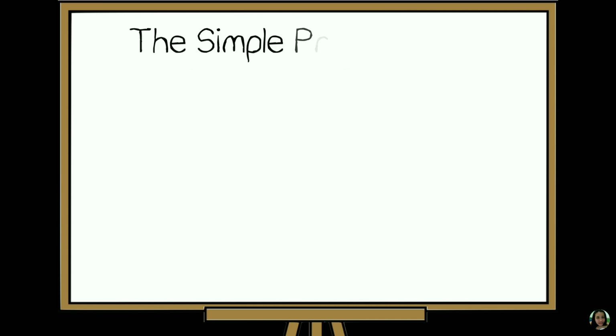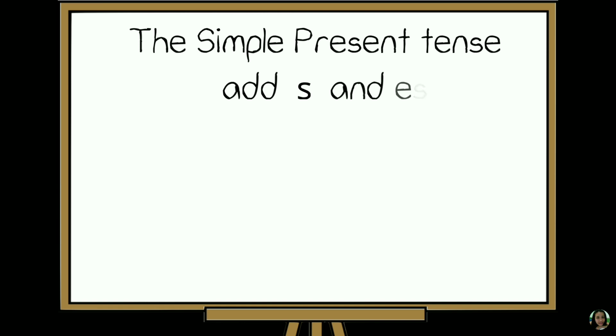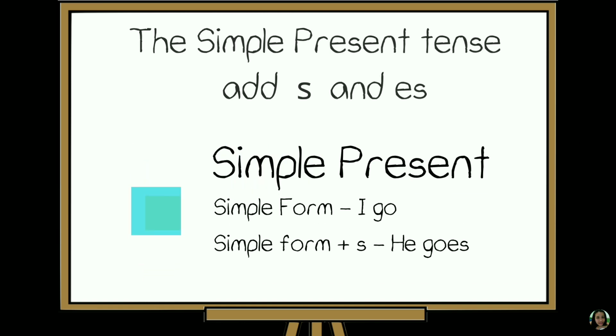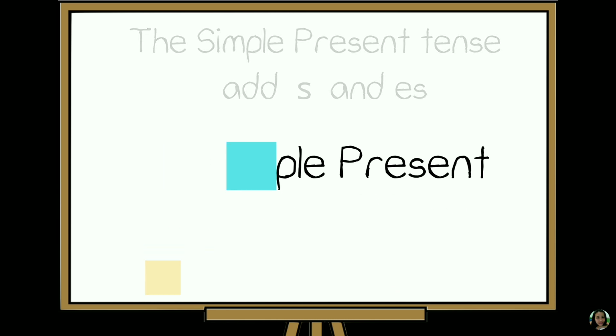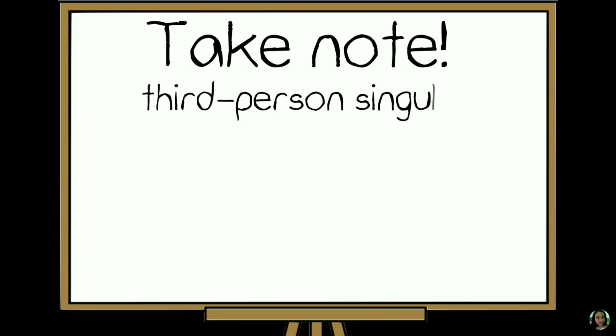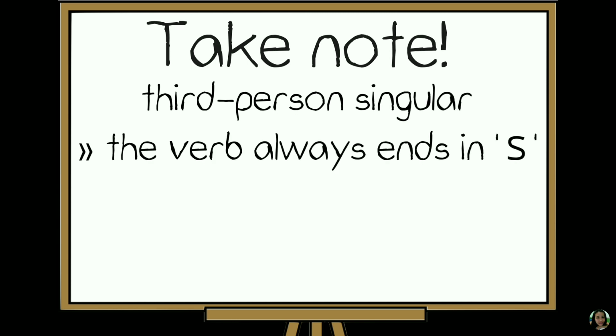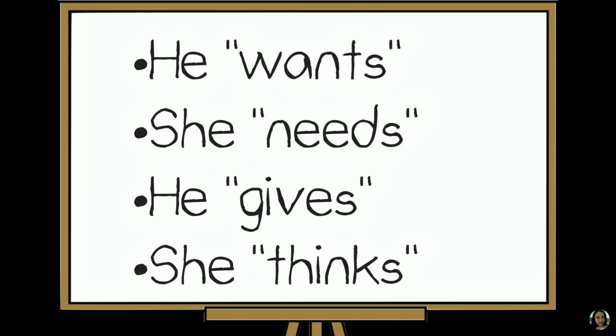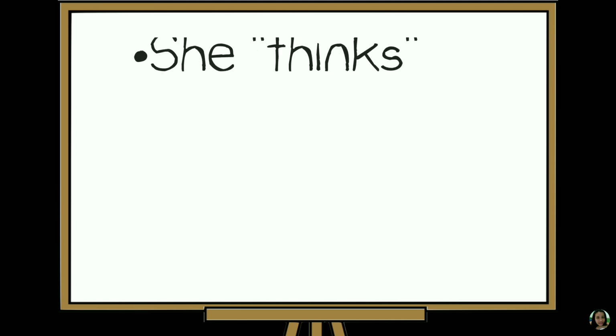The simple present tense is formed by adding s or es, just like this. Simple form: I go; simple form plus s: he goes. Take note of the simple present third person singular. In the third person singular, the verb always ends in s. For example, he wants, she needs, he gives, she thinks.